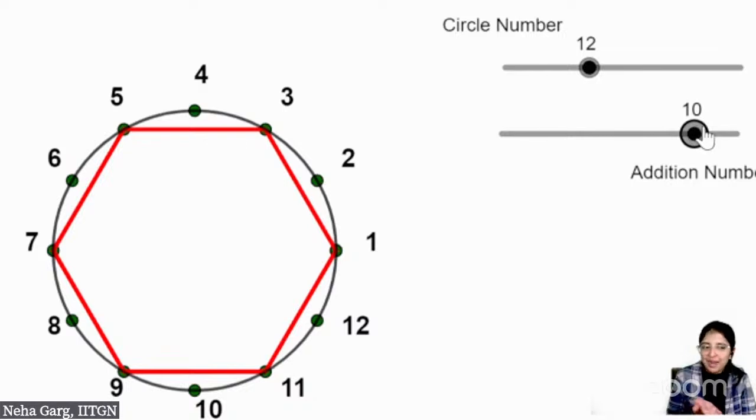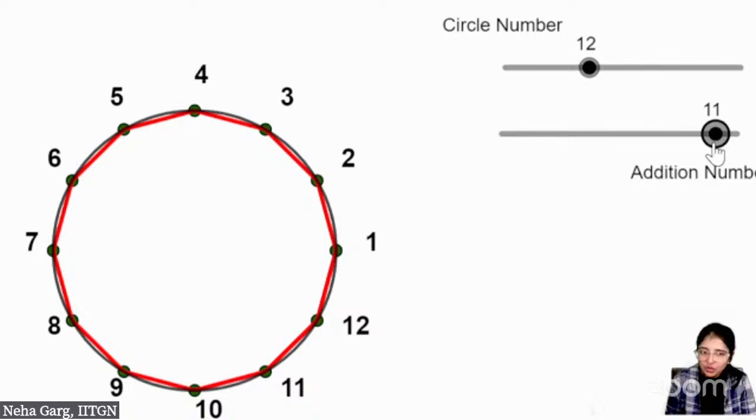So if you follow the pattern, what will 11 give me? People on YouTube watching can reply. What will you get when you add 11? We will get a shape. When you add 12, you will stay on the same point. But let's see. You get the same shape which you got when you added 1, a 12-sided polygon, which is a dodecagon, right?